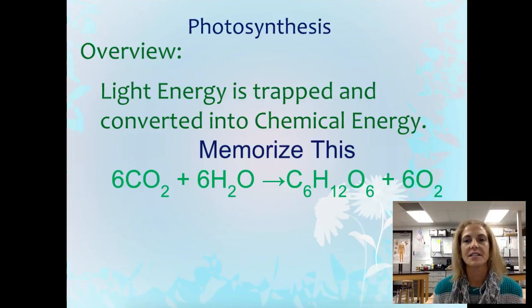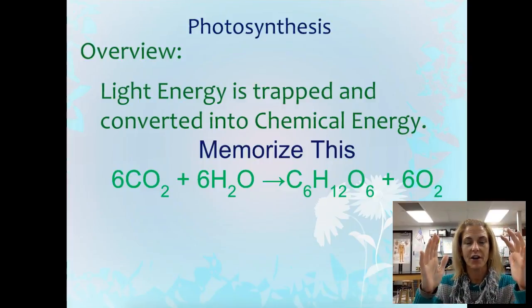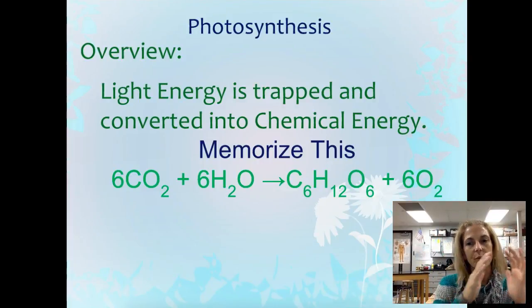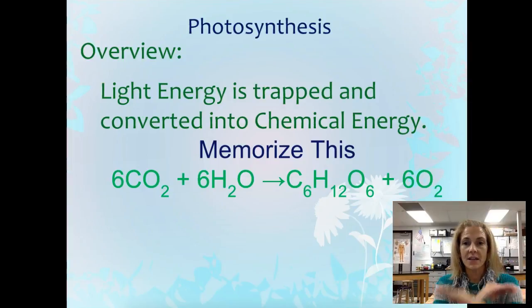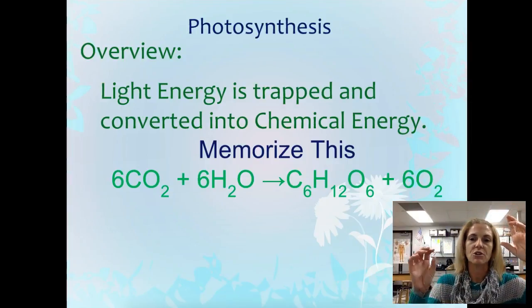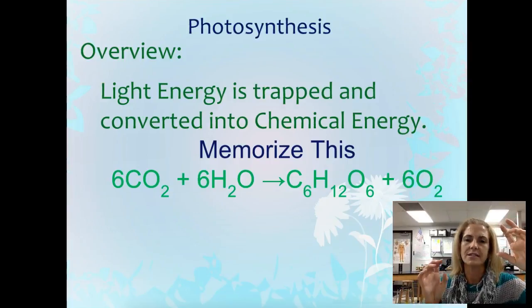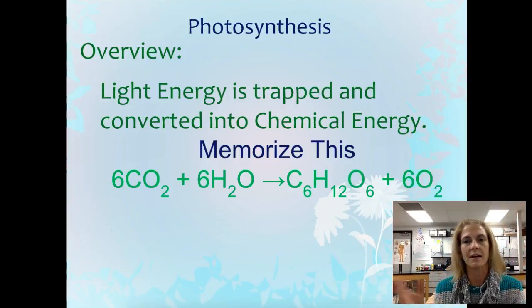For photosynthesis, let's look at the big picture, and then we'll break it down and talk about the little pieces. Basically, what's happening is light energy is trapped and converted into chemical energy. We're taking energy from the sun and turning it into something that organisms can use, whether it's a plant, an animal, a bacteria, whatever. So we need to make some sort of chemical energy.